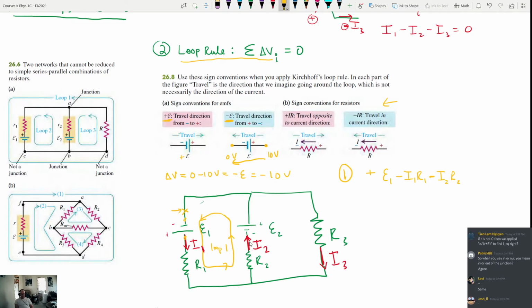All right, one last thing here. I have the battery, E2. We're going from the negative side to the positive side, so again we're going to get plus E2. All of this equal to 0. There you go. All right, let's do another loop.